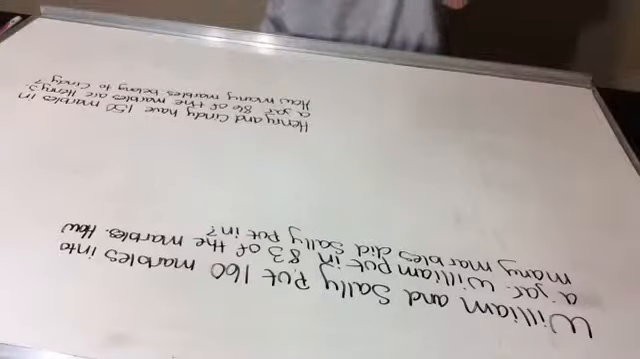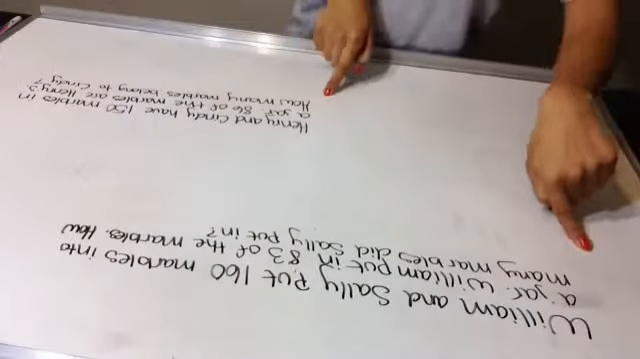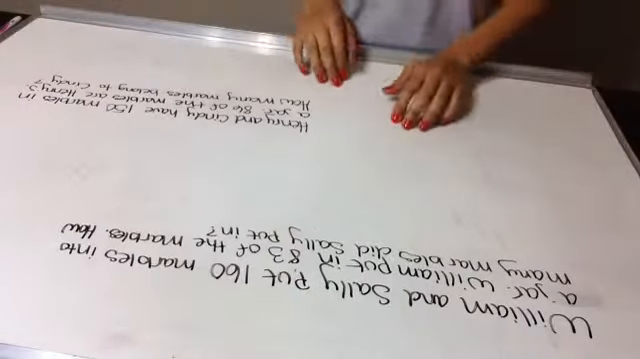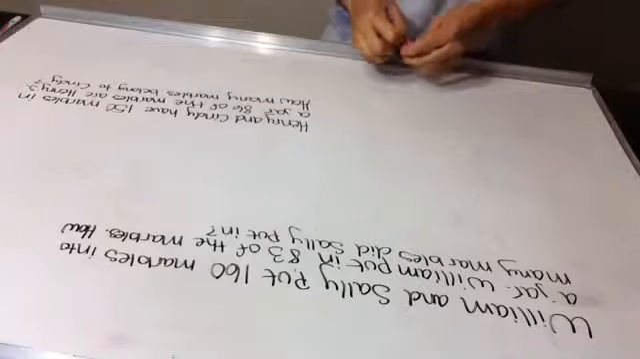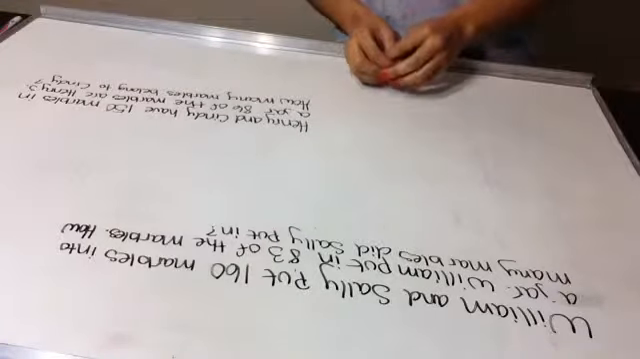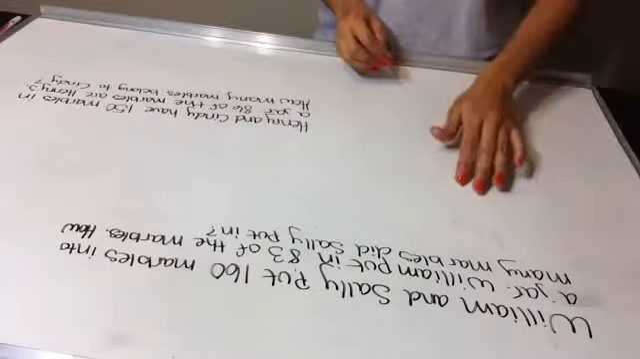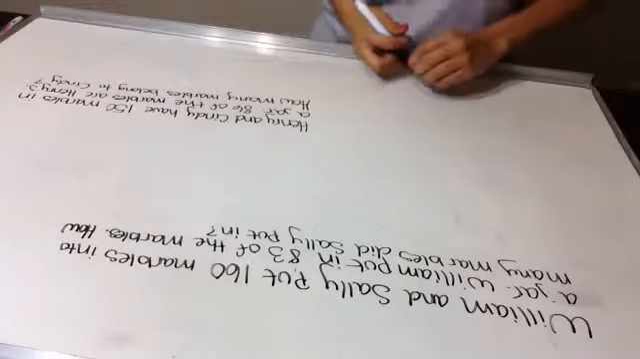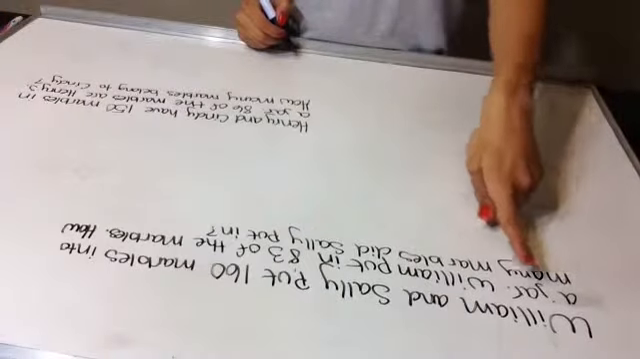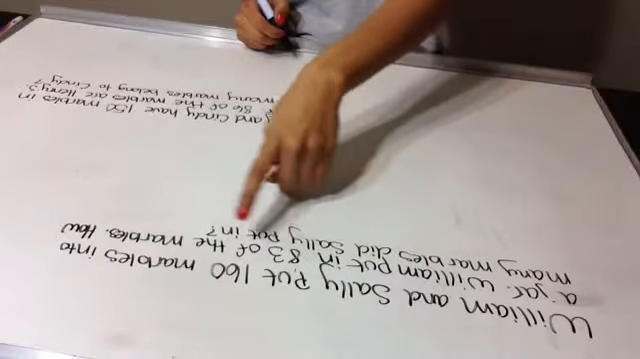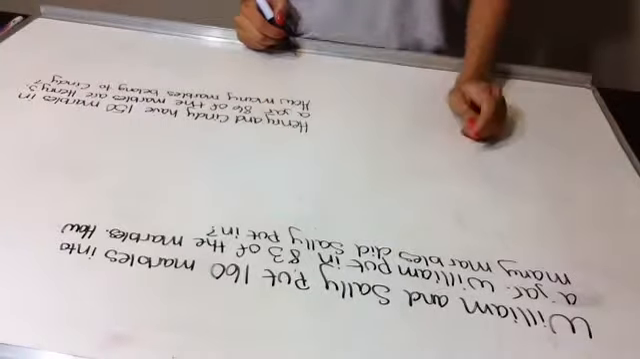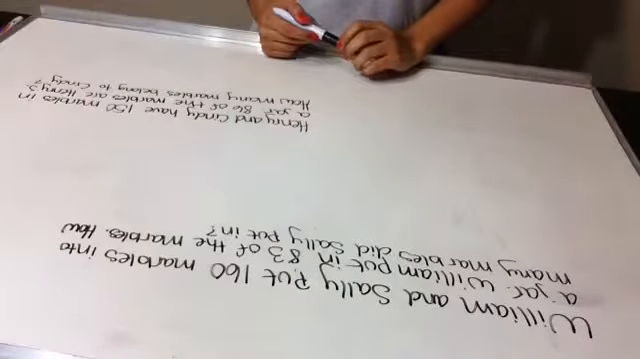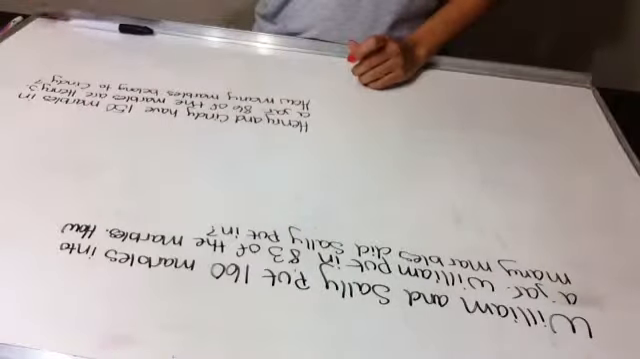So I have here 2 different word problems that we are going to be looking at today. And with these word problems, I am going to show you different methods that we can use in order to solve the problems. So let's look at the first word problem. William and Sally put 160 marbles into a jar. William put in 83 of the marbles. How many marbles did Sally put in?